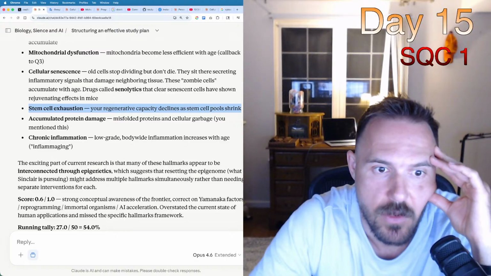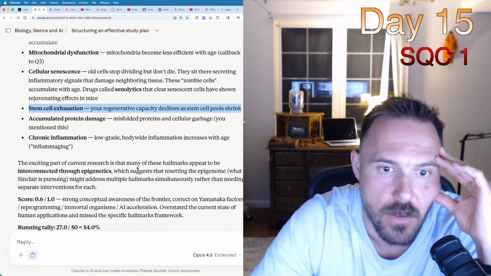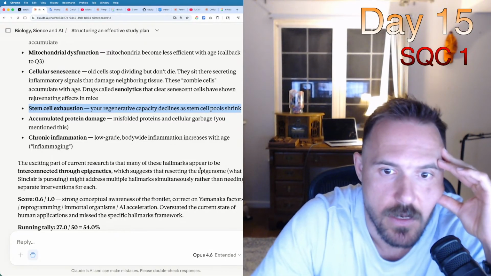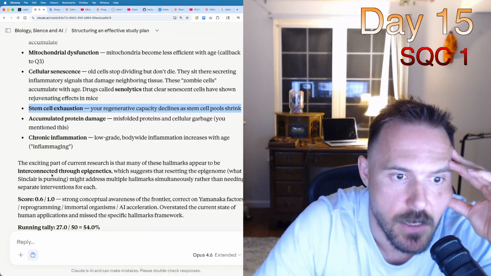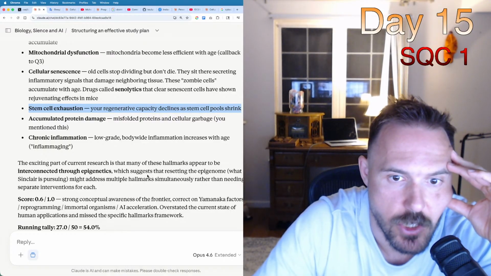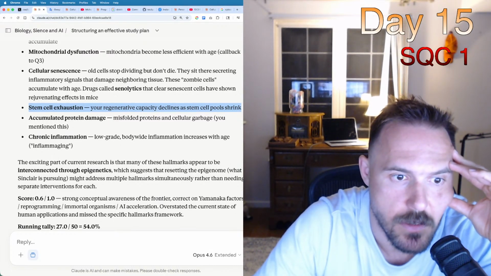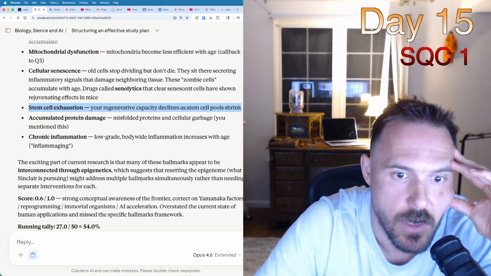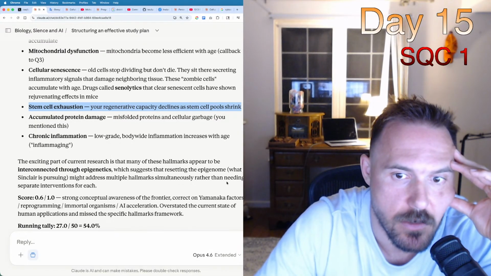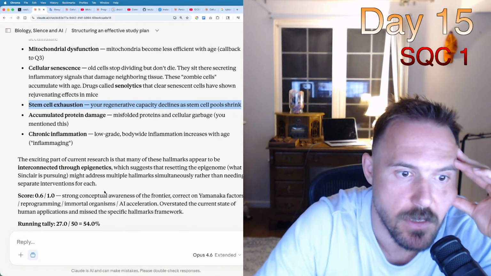The exciting part of current research is that many of these hallmarks appear to be interconnected through epigenetics, which suggests that resetting the epigenome, what Sinclair is pursuing, might address multiple hallmarks simultaneously rather than needing separate interventions.